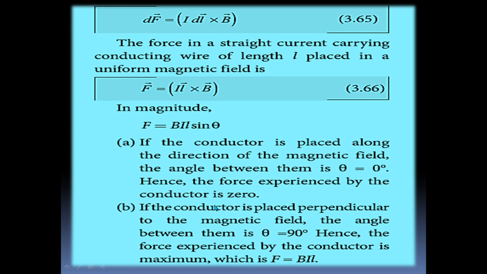The second case is, if the conductor is placed perpendicular to the magnetic field, theta is equal to 90 degree. Sin 90 degree is nothing but 1, into BIL. So the force experienced by the conductor is maximum, which is F equal to BIL. According to the Lorentz force, when the charge moves perpendicular to the direction of the magnetic field, it experiences the maximum force. If the charge moves along the direction of the magnetic field, the force is minimum. That means the force experienced by the charge is 0.